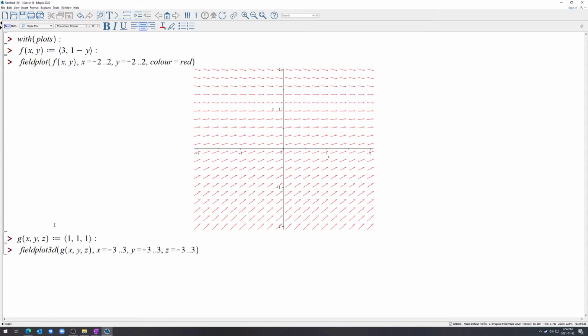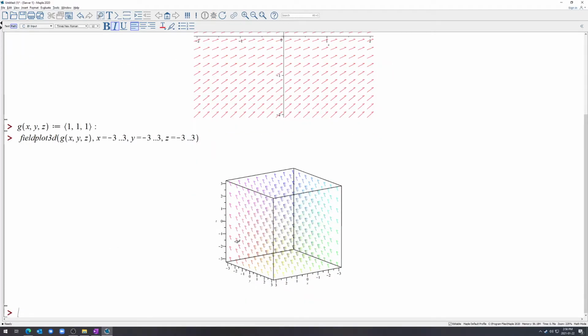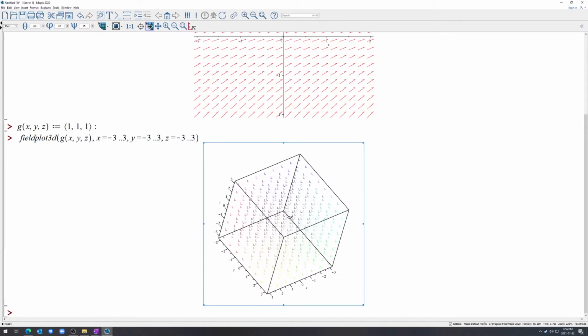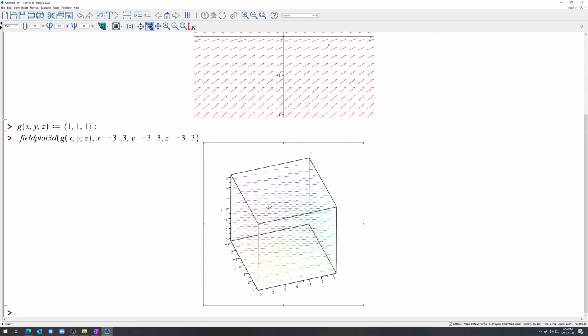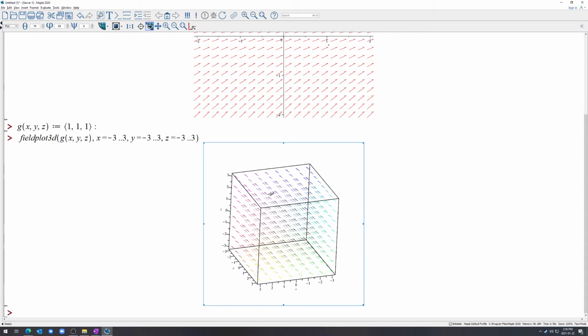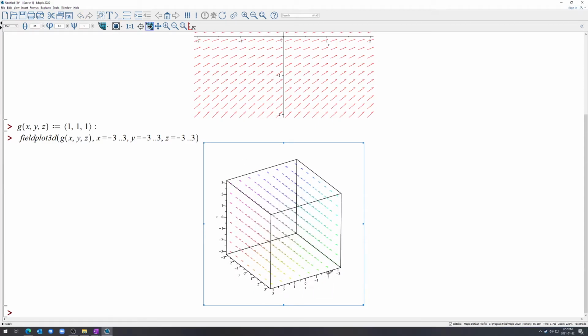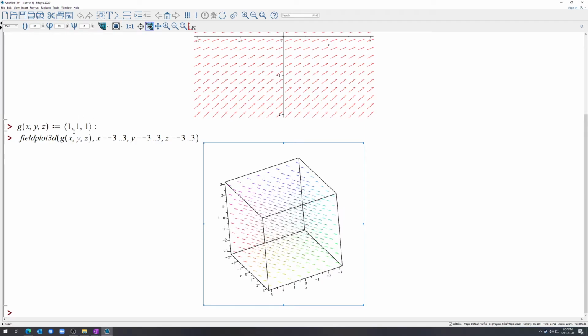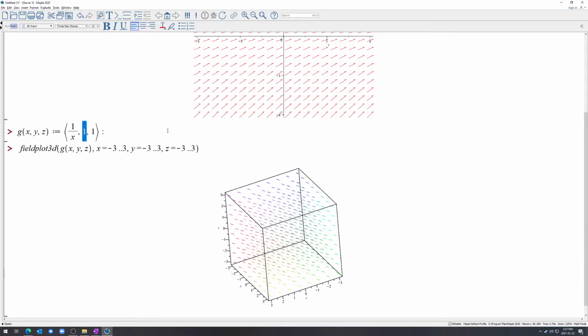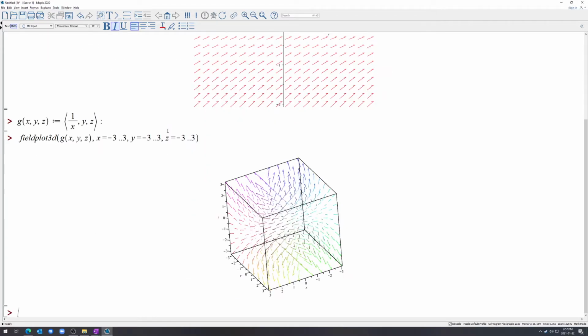Okay, now what about a 3-dimensional example? Here, G of x, y, z is 1, 1, 1. They're all constants, but let's see how Maple graphs that. Of course, we have a nice cube here. It's a 6 by 6 by 6 cube centered at the origin. You can see that all of these vector arrows, which are sort of harpoon shaped, are all pointing in the same direction right now. It gets a little bit more interesting when we start putting some variables in here. Now we'll be a little bit careful. Let's say 1 over x, y, and z. See what happens.